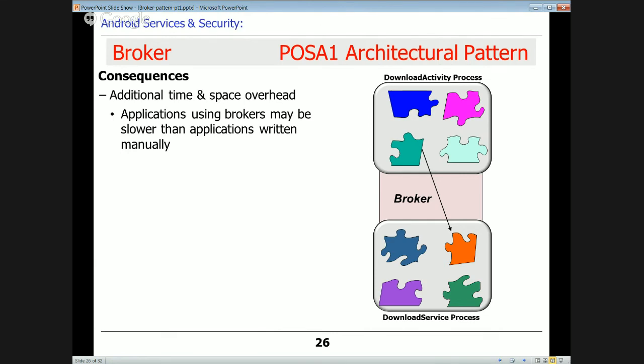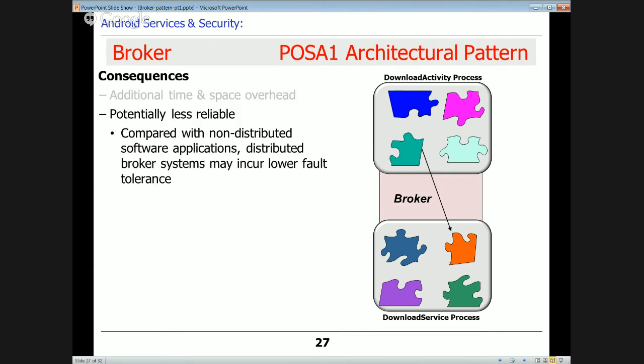There's additional time and space overhead. Applications using the brokers can be slower because there's extra work going on. Although, if your broker is implemented wisely, you might actually get better performance than a typical hand-coded solution because the broker implementer might be a lot more savvy about how to do these optimizations than the average application developer would.